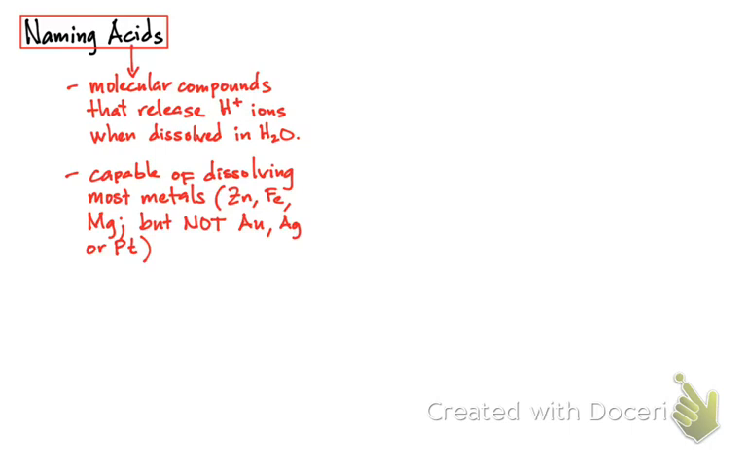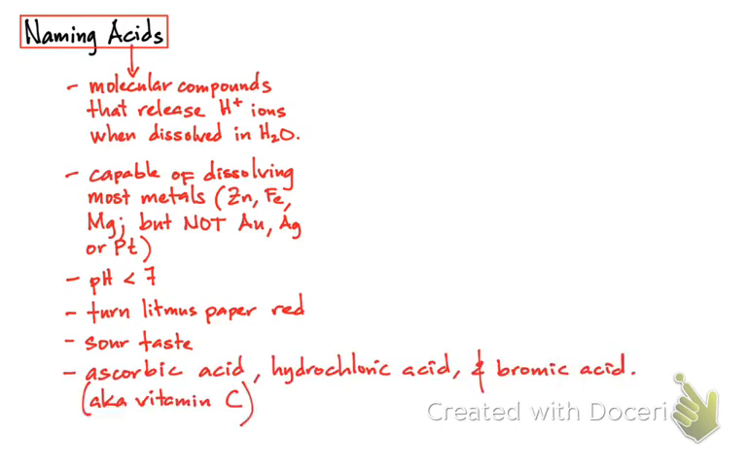And a lot of these acids have a sour taste. They have a pH less than 7, and so they turn litmus paper red. And here are some examples of different types of acids. You have ascorbic acid, which is also known as vitamin C. There's hydrochloric acid, hydrofluoric acid, and even bromic acid. Bromic acid is a type of acid that contains polyatomic ions, right? Ions that contain multiple different atoms or elements.